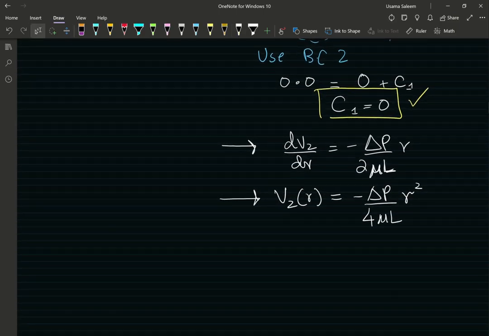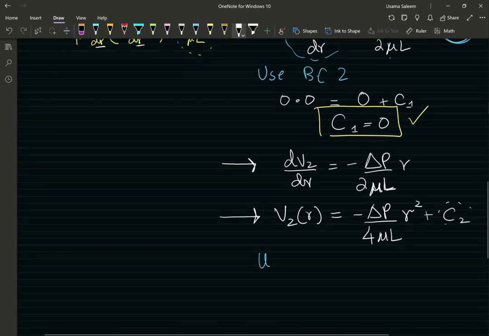Time to use my boundary condition 1. Time to use boundary condition 1. Oh, I made a mistake. Damn it, I missed the constant of integration. I did catch it though. You guys did not see that. All right, proceed. Use boundary condition 1.